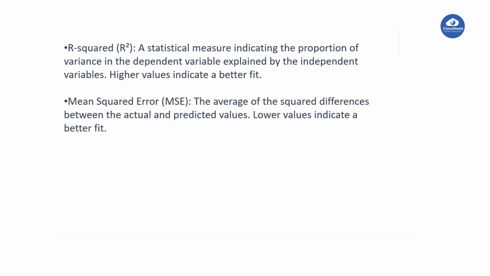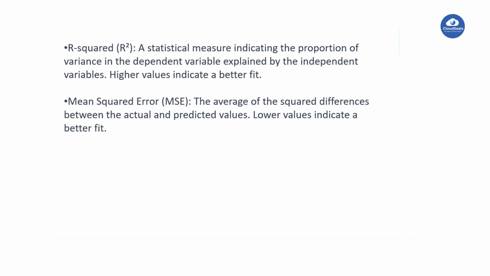Coming to the mean squared error, it is the average of the squared difference between the actual and predicted values, as I said previously. For example, the cost of the house is 67 lakhs, but our model predicts it as 66 lakh 50,000. The difference between the actual and predicted value is the error. For example, we predicted 10 house prices.